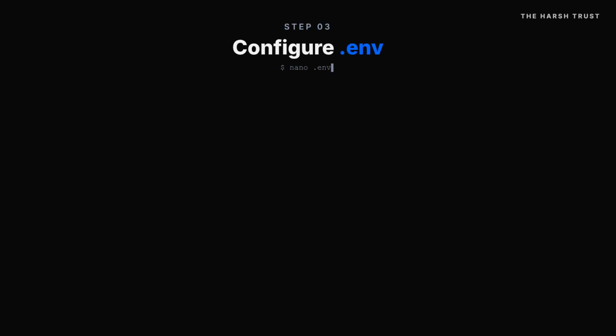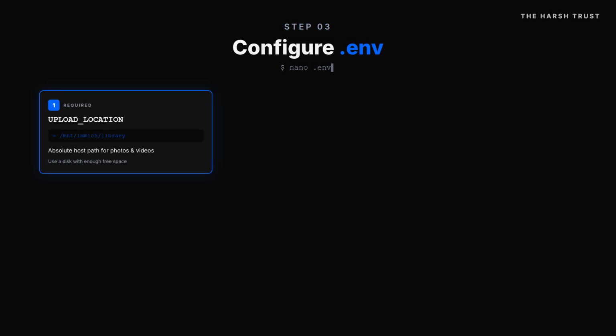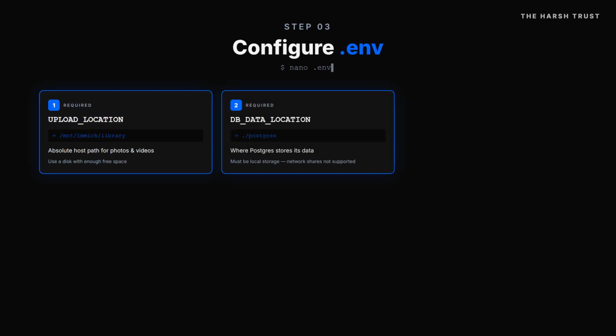Step 3. Configure the .env file. Open it with nano or your editor of choice. There are 3 variables you must set. First, UPLOAD_LOCATION, the absolute path on your host where photos and videos will be stored. Use a path on a disk with enough free space, for example, /mnt/immich/library.